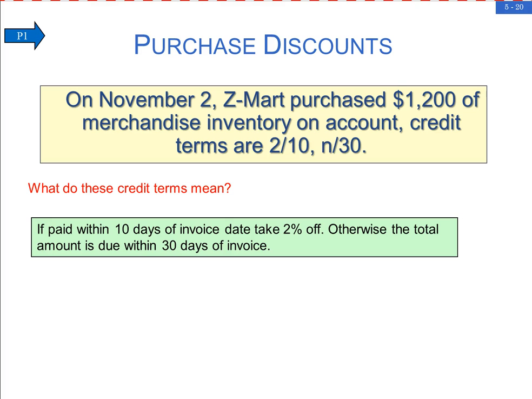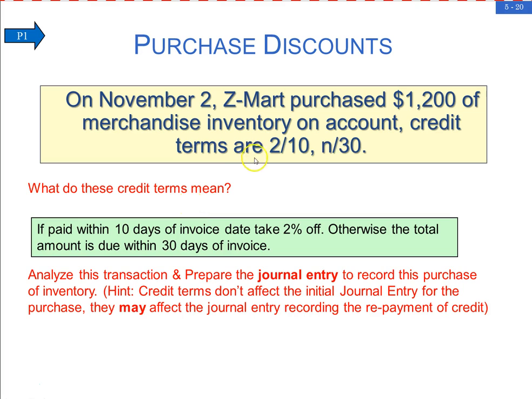Now, what I want you to think about is a little bit of a trick question, but I'm going to throw a hint in there for you. I want you to analyze this transaction and see what the journal entry would look like. And here's the big hint: credit terms don't affect the initial journal entry, right? Because what are we doing here? All we're doing is buying inventory, once again, for $1,200. We're not paying it now. We're going to pay later.